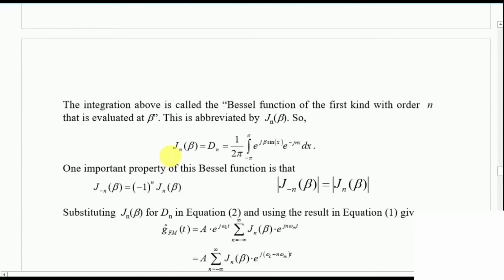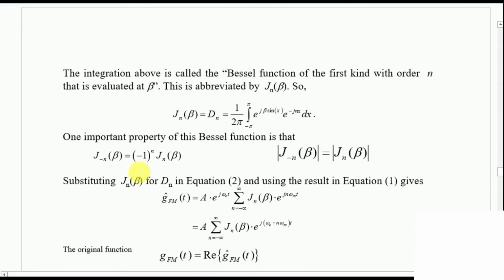Now there are some very interesting aspects of this Bessel function. The first aspect is that it is what you call anti-symmetric on odd harmonics or odd values of n, and it is even at even values of n. So this means that if you have J1 of beta, then J minus n, if you put n equal to 1, minus 1 raised to power 1 is simply minus 1. So J minus 1 of beta is equal to minus J n of beta.